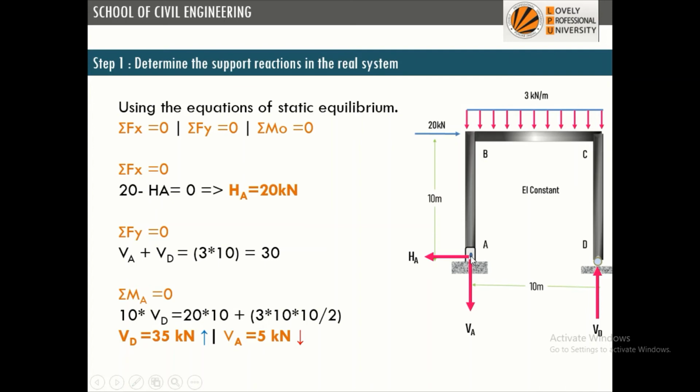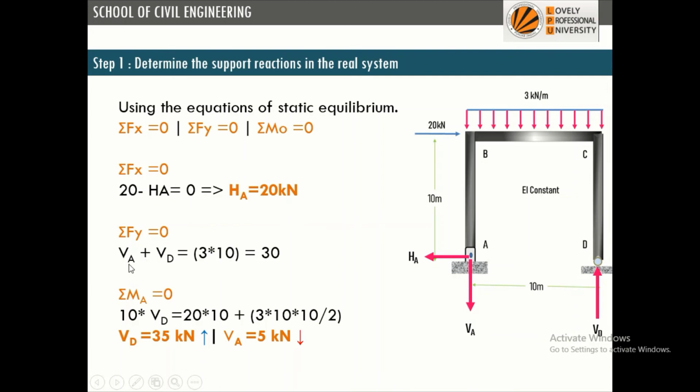This is a hinge, so it will have two reactions, one horizontal and one vertical, and this will be a roller, so only one reaction will be there. When we consider sigma Fx is equal to 0, we'll find only two horizontal forces, 20 along that direction, and HA will be equal and opposite. So from that we can say that HA is equal to 20 kilonewton.